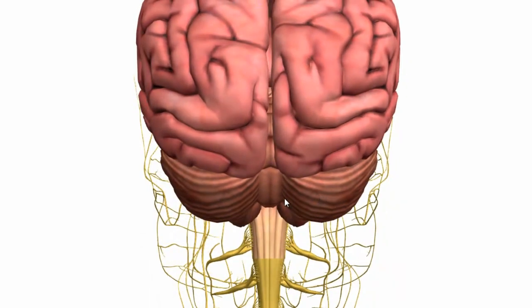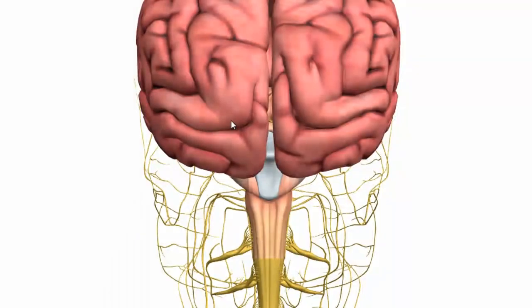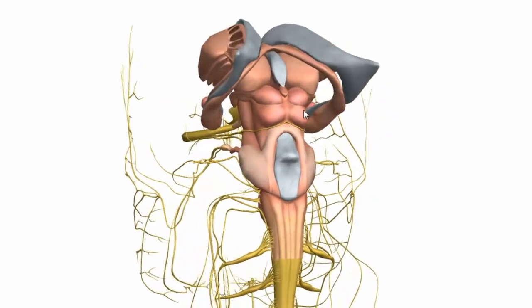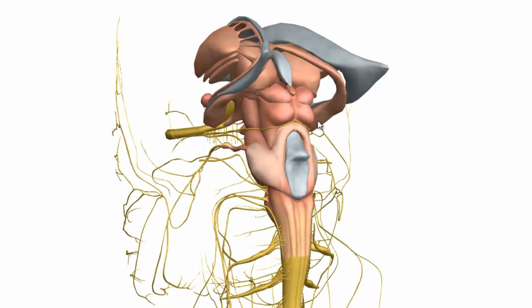If I remove the cerebellum, and I'll remove the hemispheres as well, we can see the midbrain here. You can identify it by the colliculi. So that's the midbrain sitting, and you can see this is the dorsal surface of the brainstem.